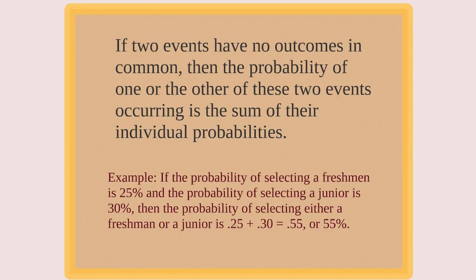They are what we call mutually exclusive. So since they're mutually exclusive, that is, you can't have both at the same time, then the probability of selecting either a freshman or a junior, one or the other, is simply found by adding up their individual probabilities. So if the probability is 25% and 30%, I add up 0.25 plus 0.30. That gives me 0.55 or 55%. Thus, I can say the probability of selecting either a freshman or a junior is 55%.